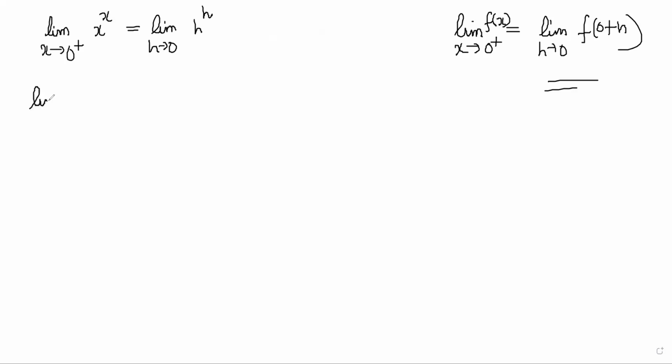So let's try to think of this limit. Let's say this limit is equal to t. If I take log on both sides, I will get limit of h tends to 0 h log h is equal to log t, right?